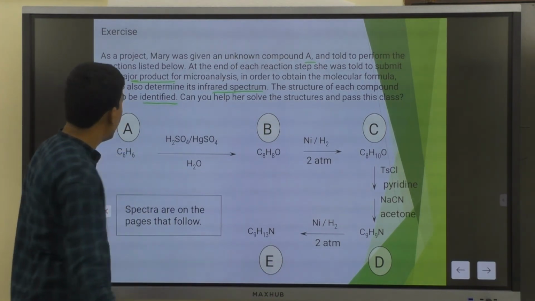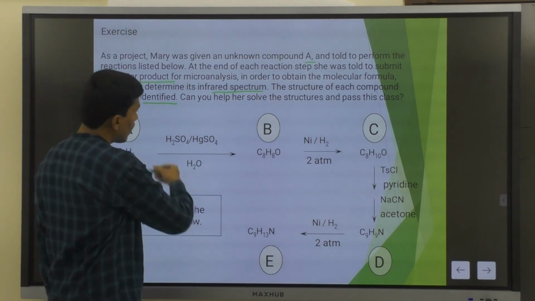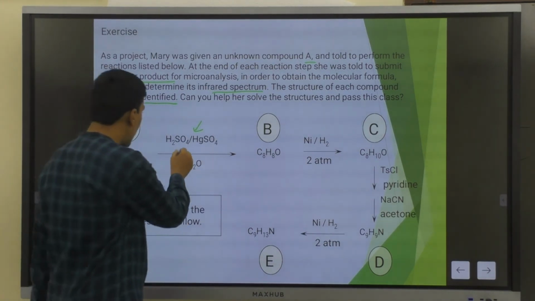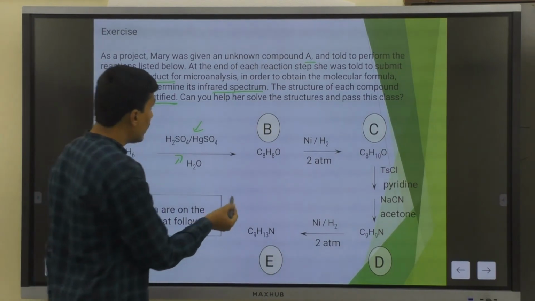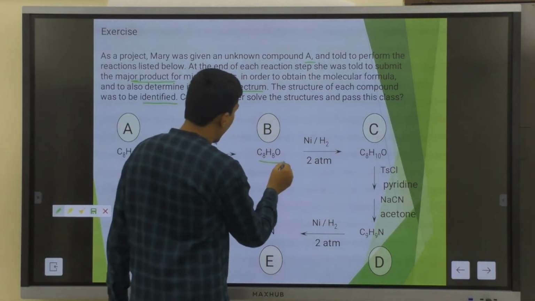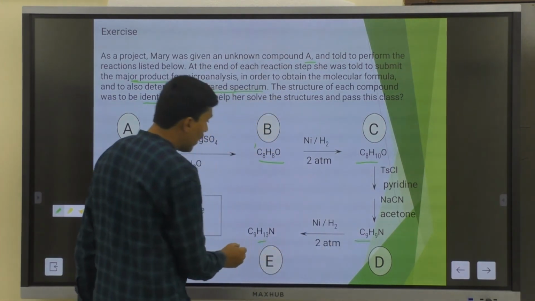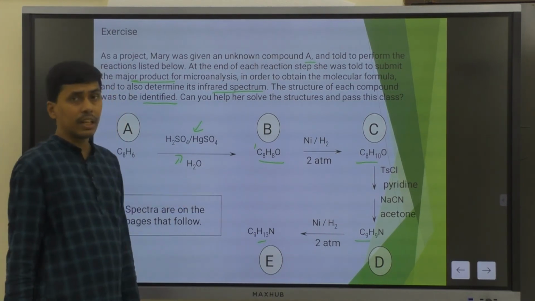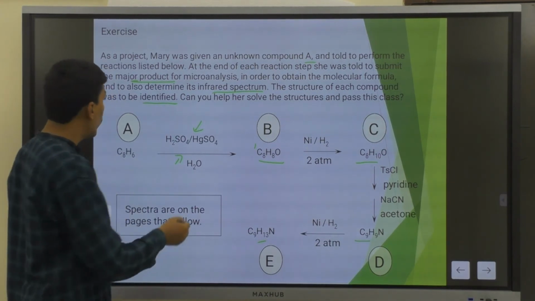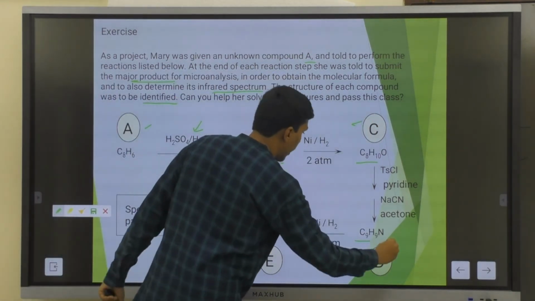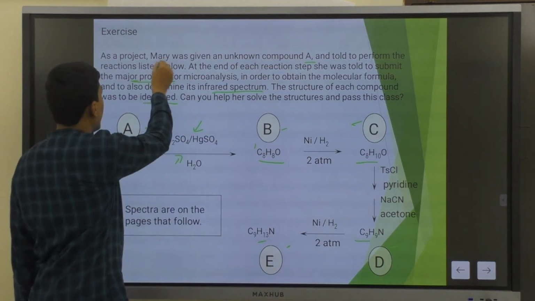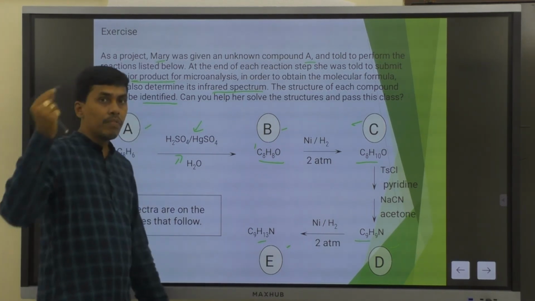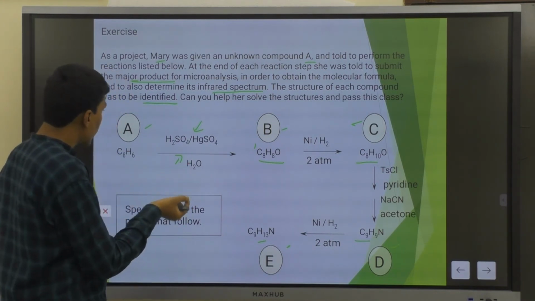Okay. Mary's teacher or college has given her a scheme and reactant and told her to do these reactions with the help of some conditions, take the major product, and identify the structure by molecular formula and the given IR spectrum. The spectra are on the pages that follow. What are the reactions? What are the reagents? And we need to tell what is A, B, C, D and E. We need to help Mary with her exercise, by using IR, having some reaction mechanism in mind.